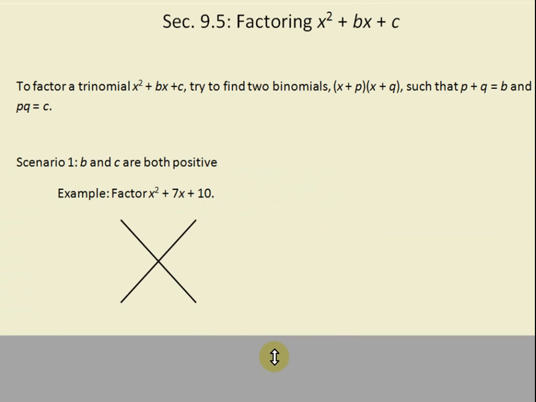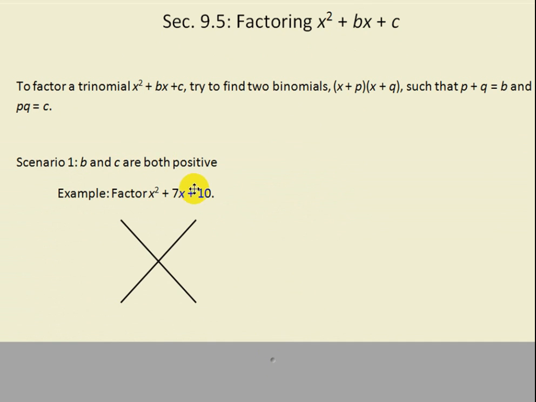So let's look at our first scenario where both b and c are positive. So this will be generally our simplest case. Some people like to set up a little x like this, and then we want to focus on these two numbers, b and c. Now you can write b on top, c on bottom, or c on top, b on bottom, either way, as long as you keep track of which one is which. So if we write b here, we want to remember that comes from adding two numbers. And when we write c here, we want to remember that comes from multiplying two numbers. So an asterisk to show multiplication.